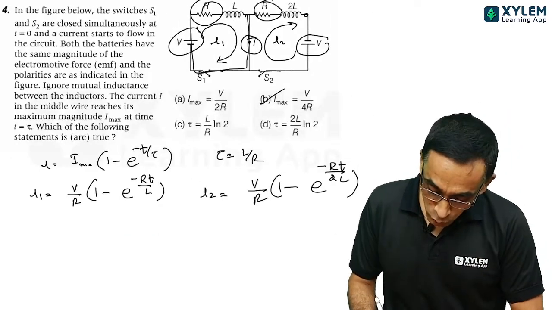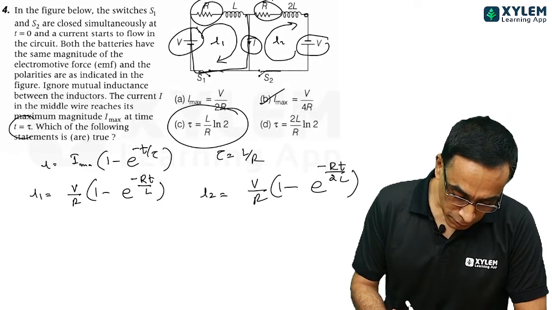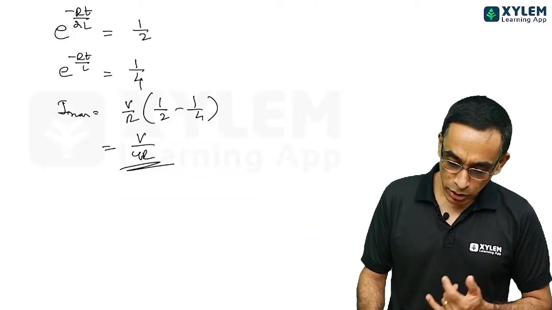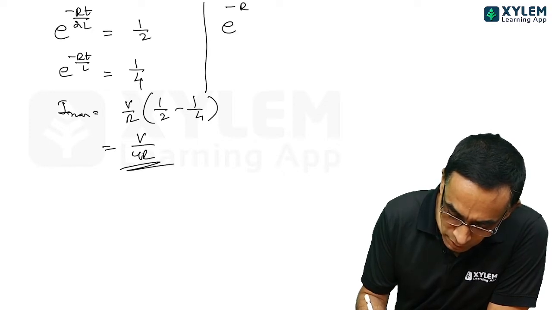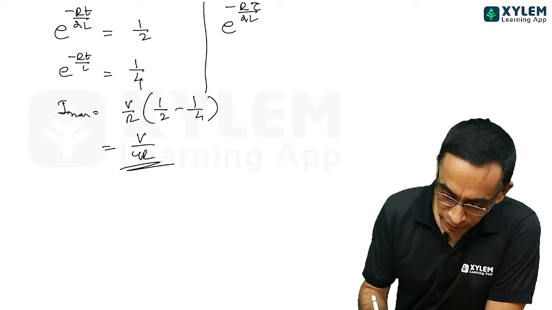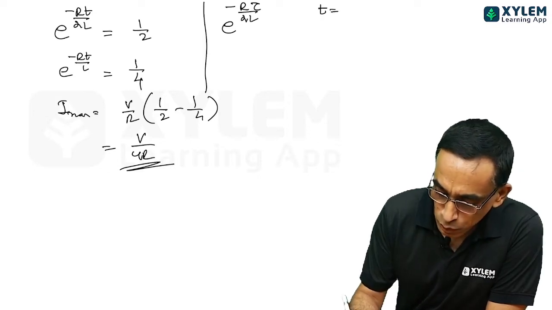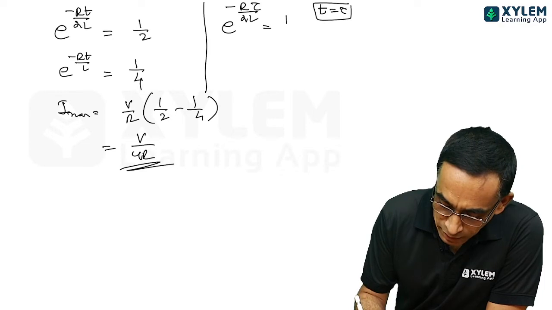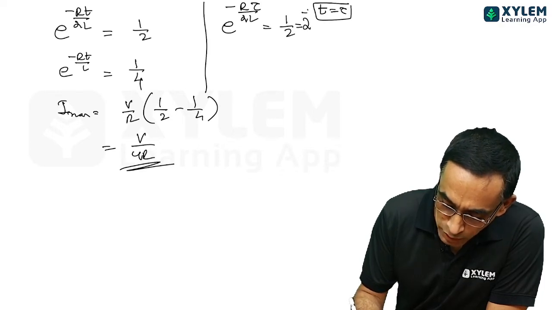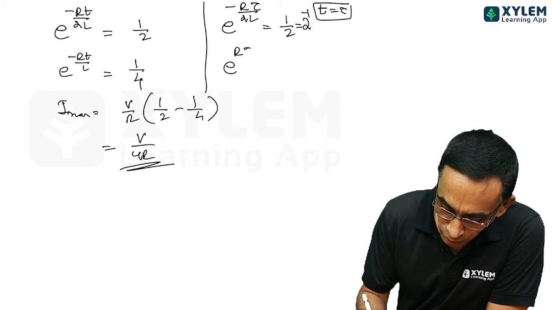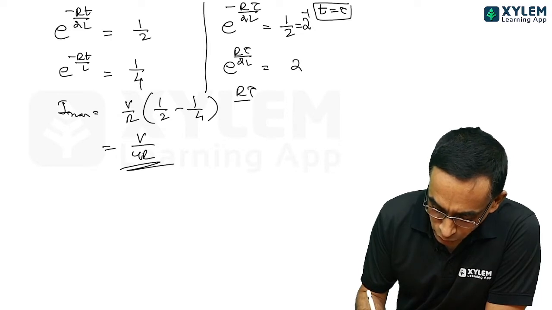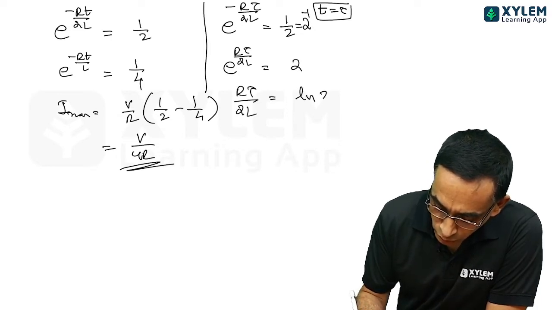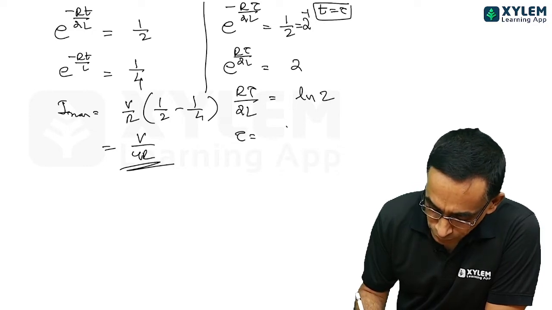Now what else is required? You need to find tau. That means the time at which the current is maximum is what we call tau. So we use the equation e raised to minus R tau divided by 2L, substituting tau in place of t. This is 1 by 2, and 1 by 2 is 2 raised to minus 1. So e raised to R tau by 2L equals 2. Take the natural logarithm on both sides. This gives R into tau by 2L equal to natural log 2. So tau equal to 2L by R natural log 2.